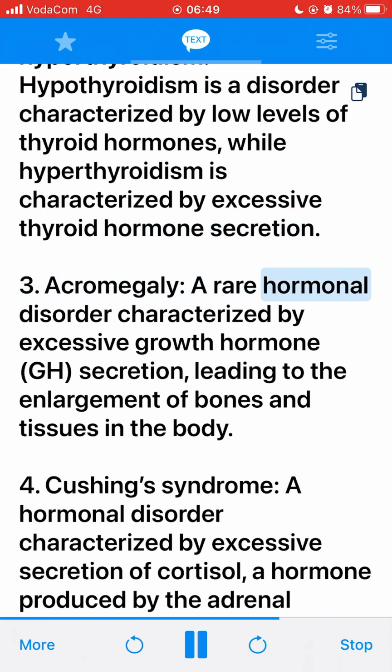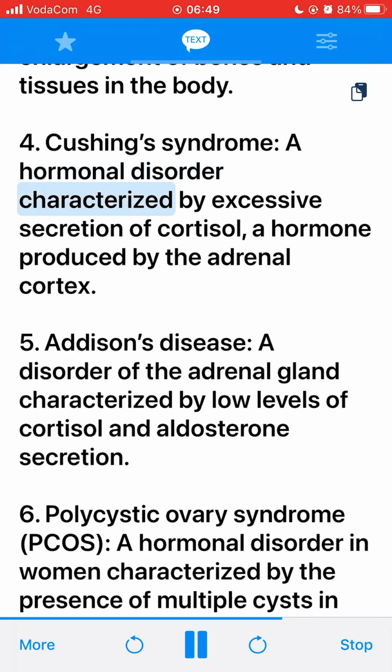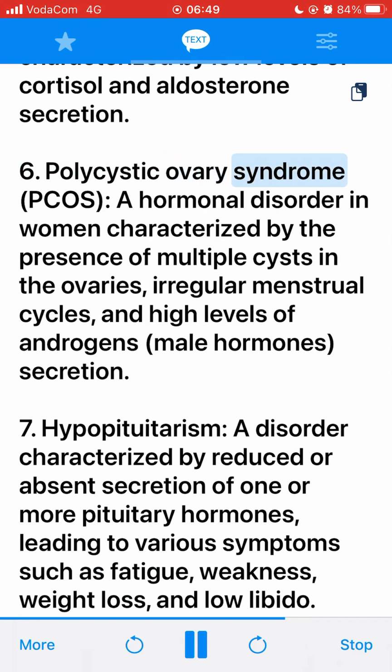3. Acromegaly, a rare hormonal disorder characterized by excessive growth hormone (GH) secretion, leading to the enlargement of bones and tissues in the body. 4. Cushing syndrome, a hormonal disorder characterized by excessive secretion of cortisol, a hormone produced by the adrenal cortex. 5. Addison's disease, a disorder of the adrenal gland characterized by low levels of cortisol and aldosterone secretion. 6. Polycystic ovary syndrome, PCOS, a hormonal disorder in women characterized by the presence of multiple cysts in the ovaries, irregular menstrual cycles, and high levels of androgens, male hormone secretion.